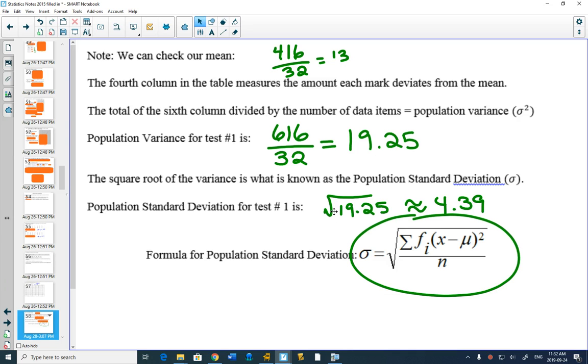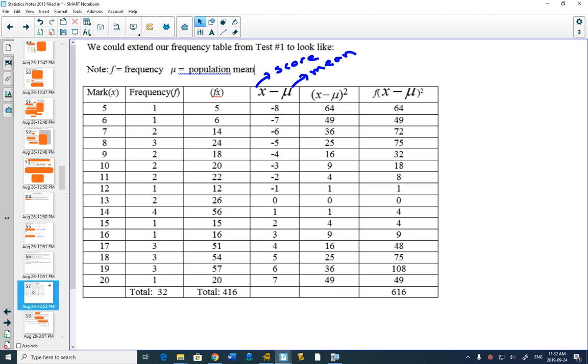F is the frequency, and the reason it has Fi is because you're looking at each one. This is my first one. It has a frequency of 1. F2 would be my second one. F3 would be my third one. So the little i is just indicating that you're checking first one, then second one, then third one, then fourth one, then fifth one.